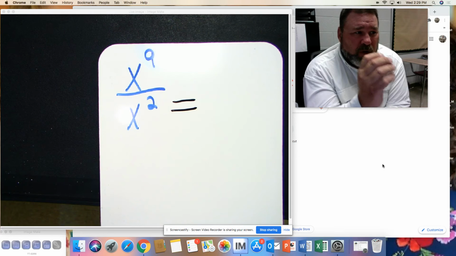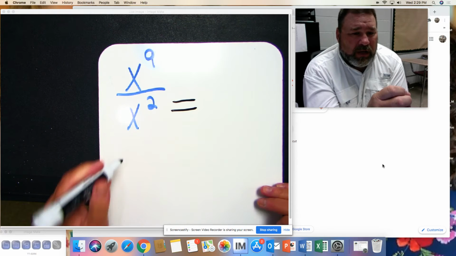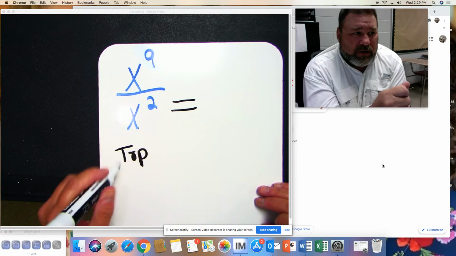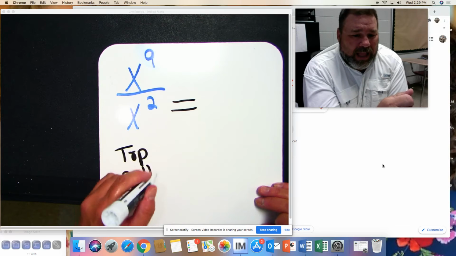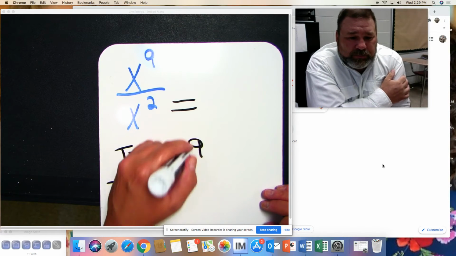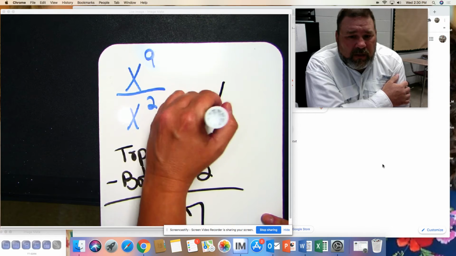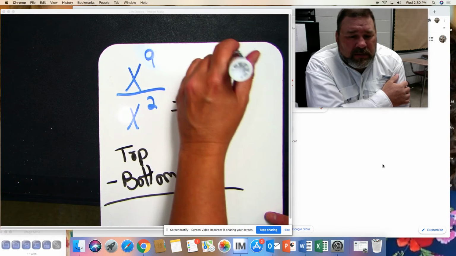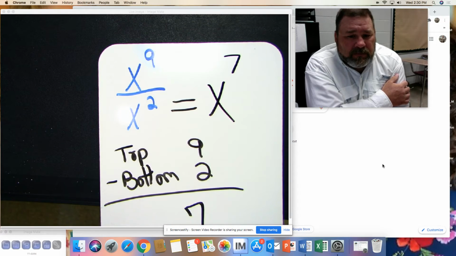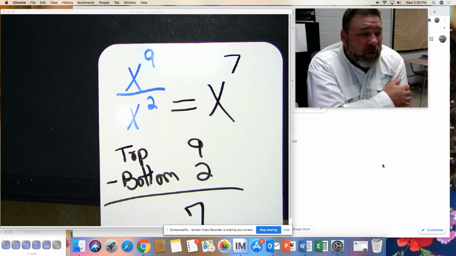So the rule is the same, right? You take the numerator's exponent, the top one, and subtract the denominator's exponent, the bottom one, and put it with a common base. So if I do 9 take away 2, I get 7. So that's going to be my new exponent. My base stayed the same, x. My exponent becomes a 7. Wow, that's a great shortcut, Ms. Powell.